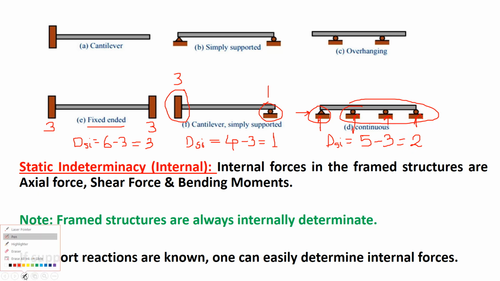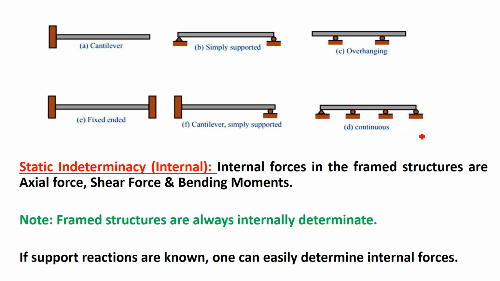So like this you can find out the degree of static indeterminacy externally of the structure: Capital R minus small r. Now there is one more part, and that is static indeterminacy internally. So what are the internal forces? Internal forces are axial force, shear force and bending moment. At any point of the structure there are 3.